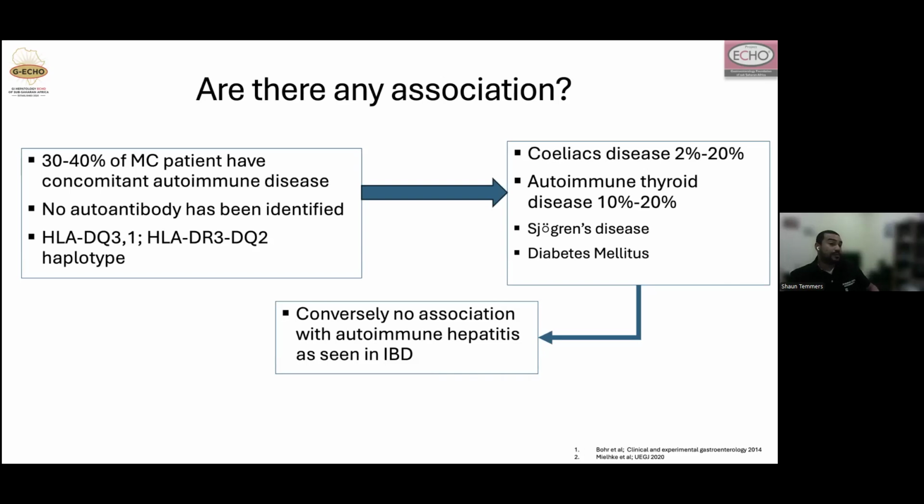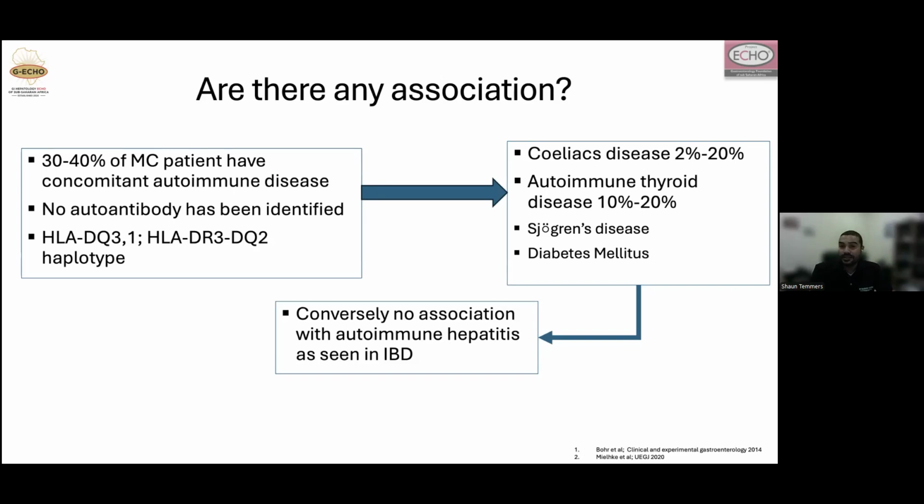Microscopic colitis: up to 2 out of 5 patients with microscopic colitis can have concomitant autoimmune disease. In saying that, no specific autoantibody has been identified since the onset of this disease. There's a strong linkage with the human haplotypes HLA-DQ3-1 as well as DQ2.